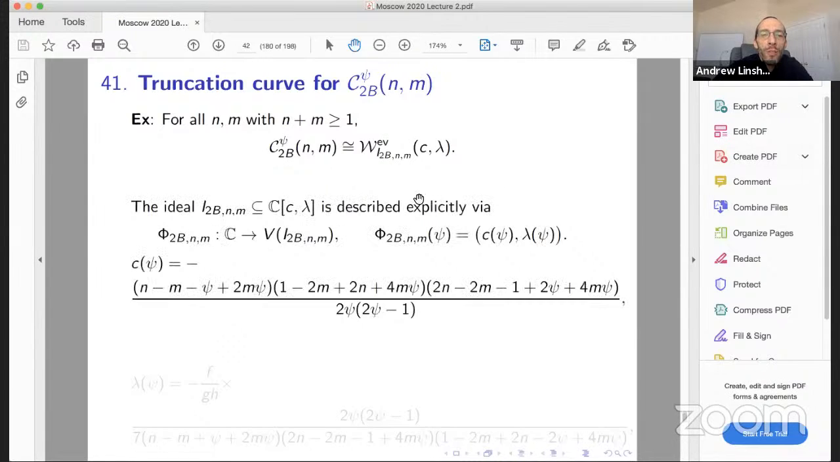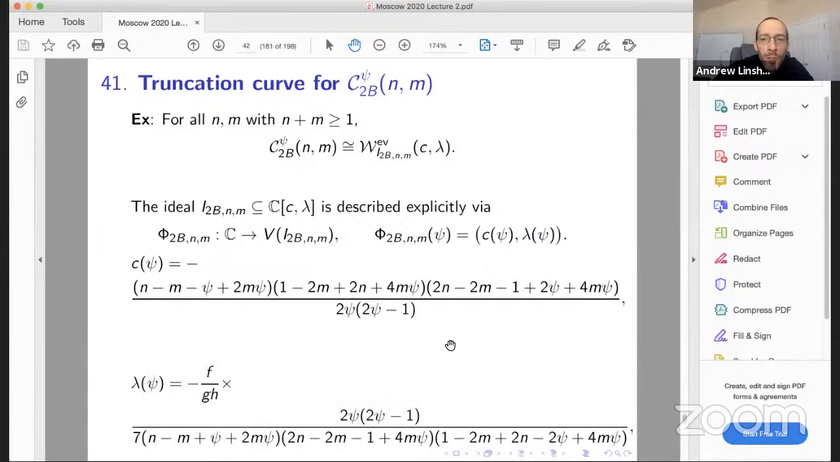And as usual, it's best to write down this ideal indirectly via a parameterization of the variety. So I'm going to write down a map phi 2b and m. So this takes the parameters psi, the shifted level, to c of psi comma lambda of psi. And these should lie in the variety. They should satisfy this ideal. And so the C formula is pretty nice. C of psi, this is just the central charge of this affine coset. The lambda is a little bit more complicated.